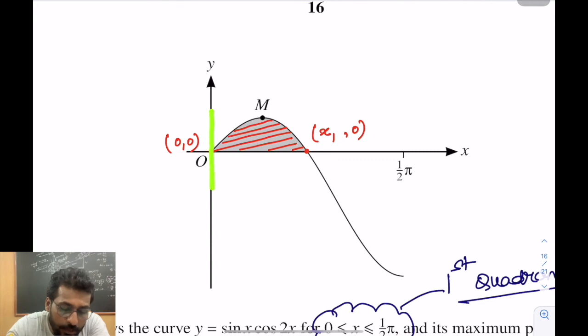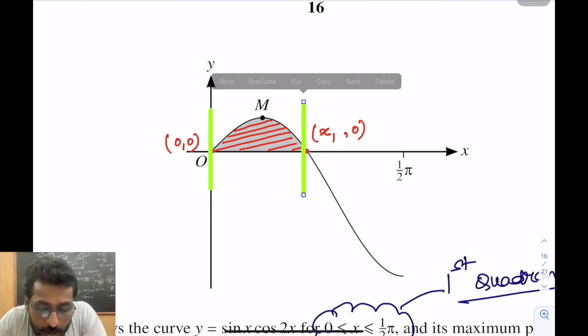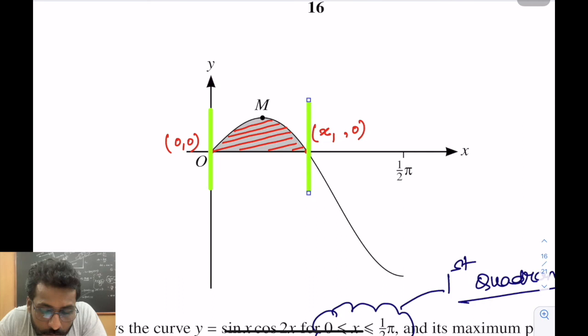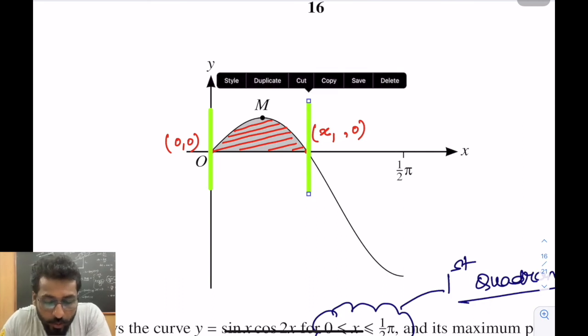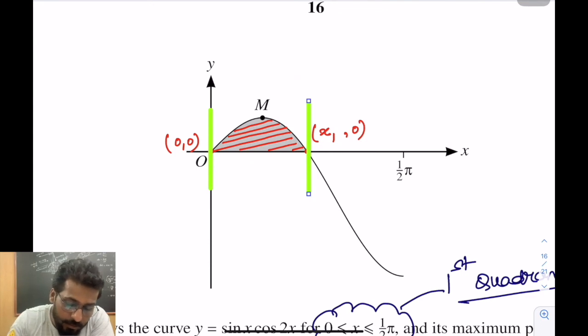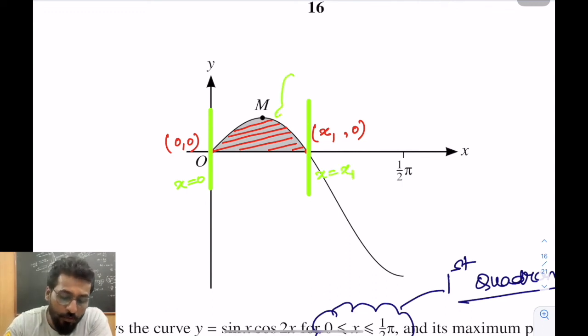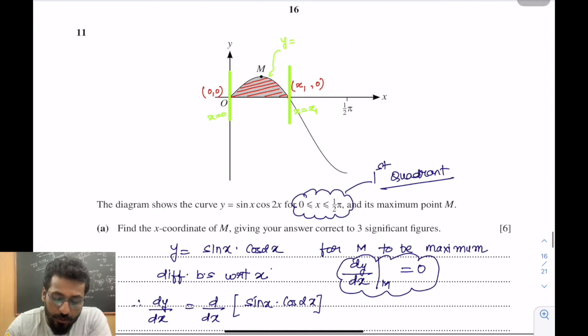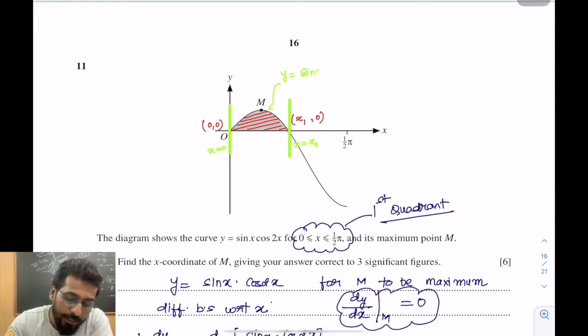That's one vertical boundary. Here you can easily understand that x is going to be 0. And the other vertical boundary is at this particular point. So I am going to shift it a little bit over here. You need to know your vertical boundaries, the x coordinates, students. This one is x equal to 0, right? This I don't know. I want to find x1, but I know y is 0. What's the equation of this curve? Y is equal to sin x into cos 2x.